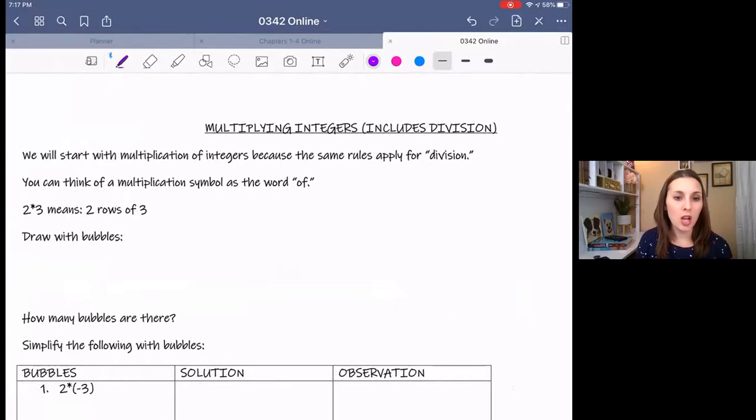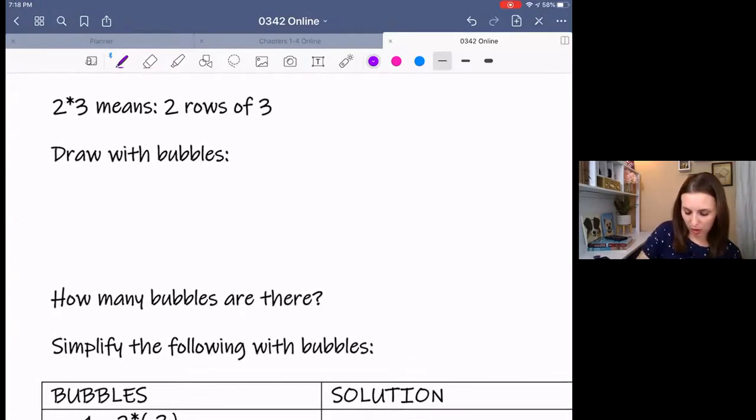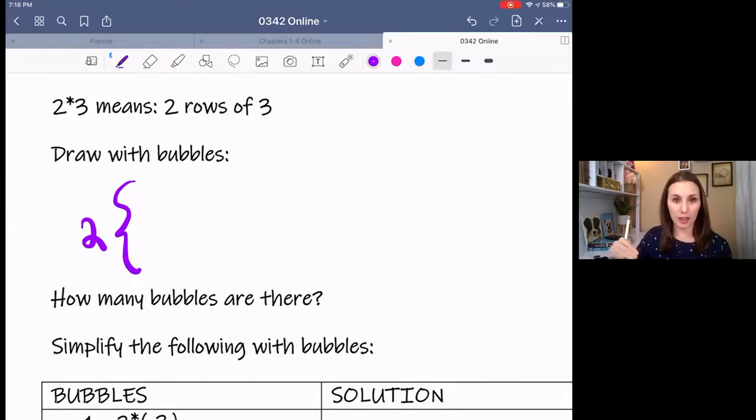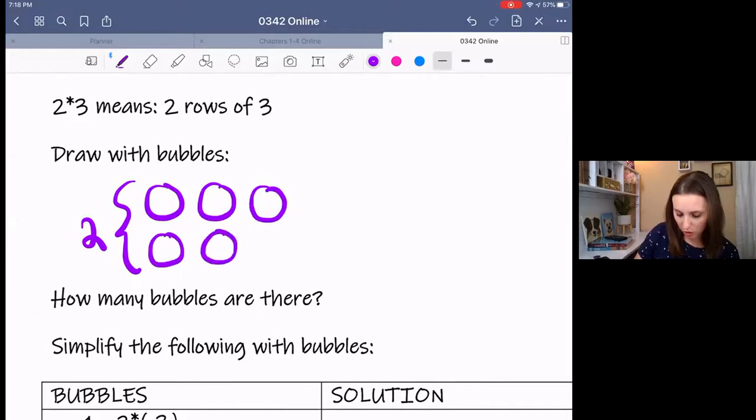It's multiplication of fractions. You can think of multiplication as the word "of." So I'm going to take that down. If I see 2 times 3, that means 2 rows, kind of, if you think of an array or a rectangle, 2 rows of 3. And we're going to go along with the theme of my addition video where we use the bubbles. So to draw 2 rows of 3, this is 2 rows. Rows go side to side like in a movie theater, of 3. 1, 2, 3. 1, 2, 3.